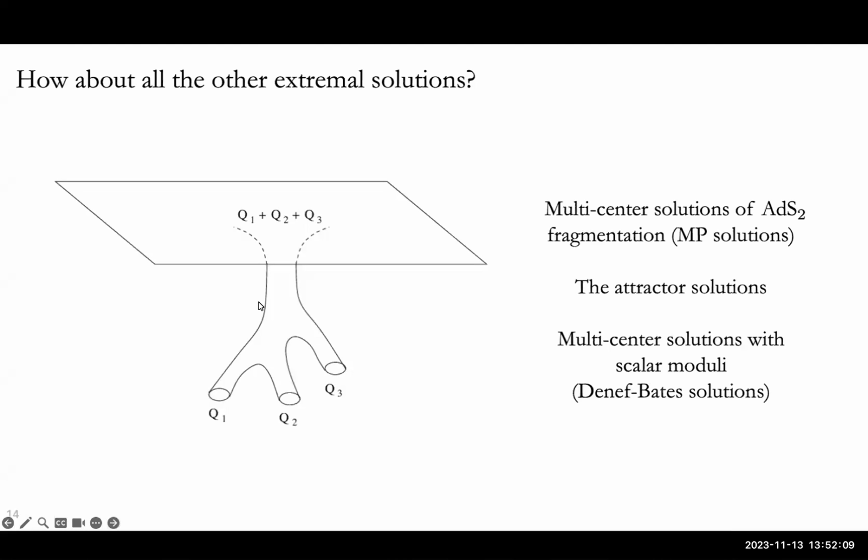The second solution that we should take into account is the attractor solution, in which not only do we have this AdS2 times S2 throat, but we also have scalar fields that can vary along the geometry. So one can ask what the effect of these scalars is. And then there are further generalizations of these solutions, like multi-center solutions that involve scalar fields that vary along the geometry as well. So how does one take all of these into account?